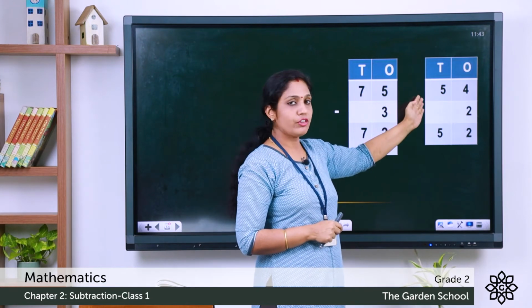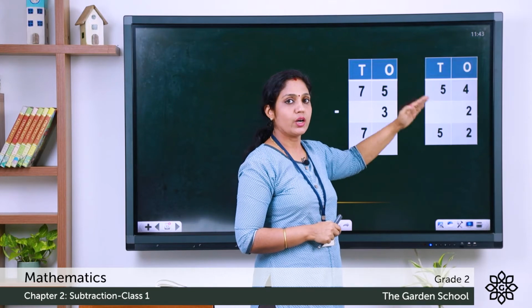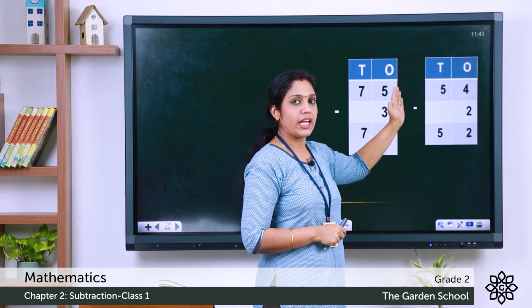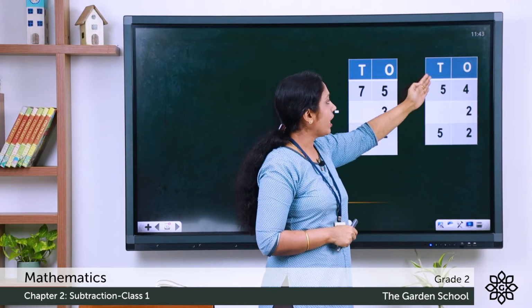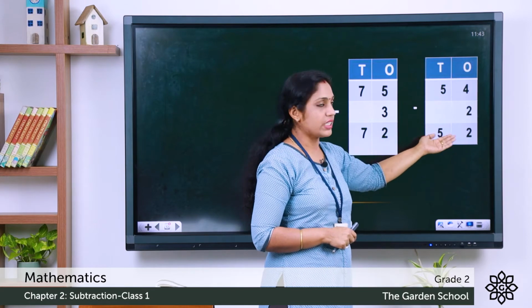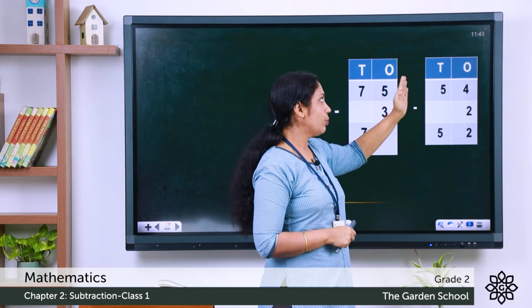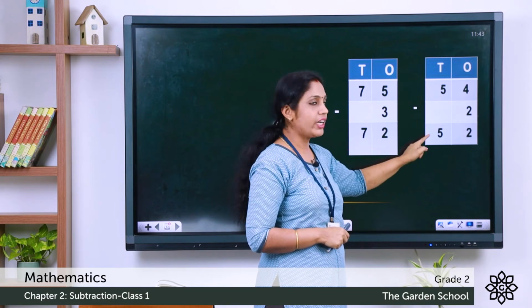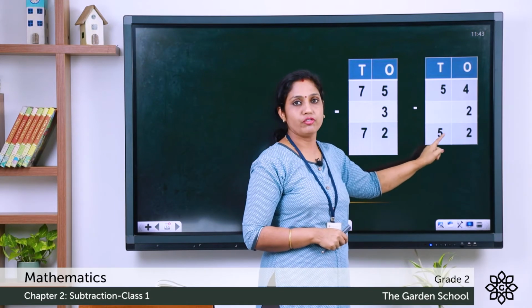Next one, 54 minus 2. Here also we have a 2-digit number and a 1-digit number. So first we will calculate from the ones place. We have 4 and 2. So 4 minus 2 is equal to 2. We'll move on to the tens place. We have only 5. So that 5 we can write down in the answer and we get 52.